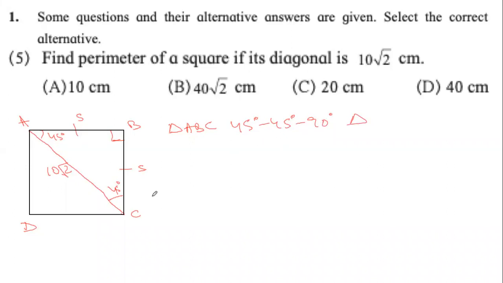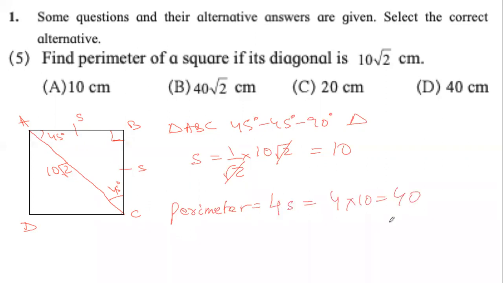In such a triangle, we know that the side is equal to 1 by root 2 of the hypotenuse. Here, the hypotenuse is 10 root 2. Now, our arithmetic becomes easy. It is only 10. Once we know the side, we can say the perimeter is equal to S plus S plus S plus S, total boundary. We can also say it is 4 into S, which is 4 into 10 equals 40. So your answer will be D, 40 centimeters.